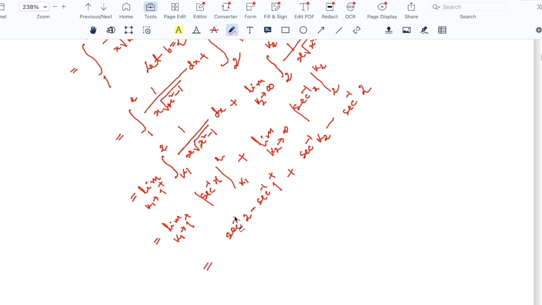Now you can cancel, you see sec inverse 2 and sec inverse 2 you can cancel, but if you want to write the value of sec inverse 2, you can also write. We know sec inverse 2 is equal to pi by 3 because cos pi by 3 equals 1/2, so sec pi by 3 will be just the opposite of this, which is 2.